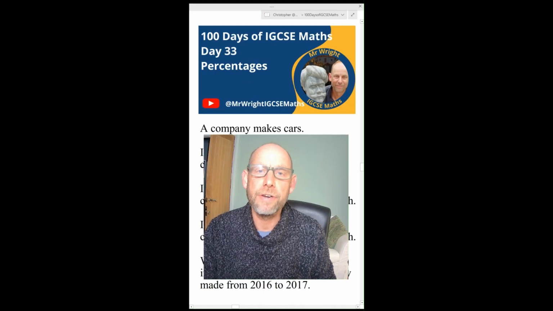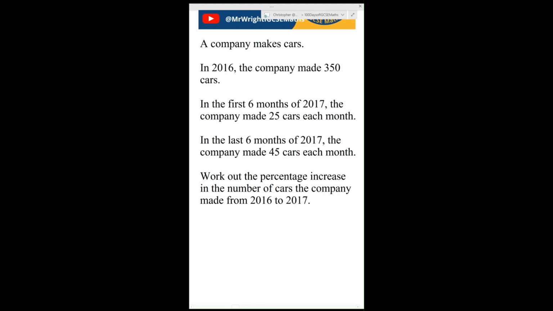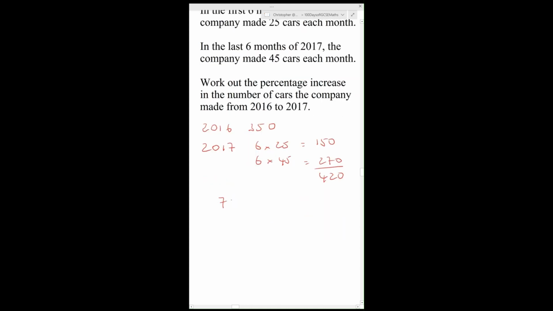Day 33 of 100 days of IGCSE Maths Exam Questions. Pause the film now if you'd like to do the question before I do. Okay, in 2016, the company made 350 cars. In 2017, well, the company made 6 times 25 in the first 6 months and 6 times 45 in the second 6 months. So if I work out what that comes to, the company in total made 420 cars in that second year. What's the percentage increase? The increase over the original multiplied by 100 gives me 20%.